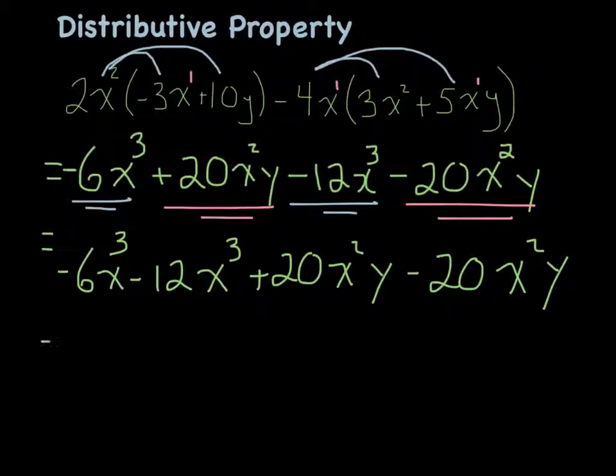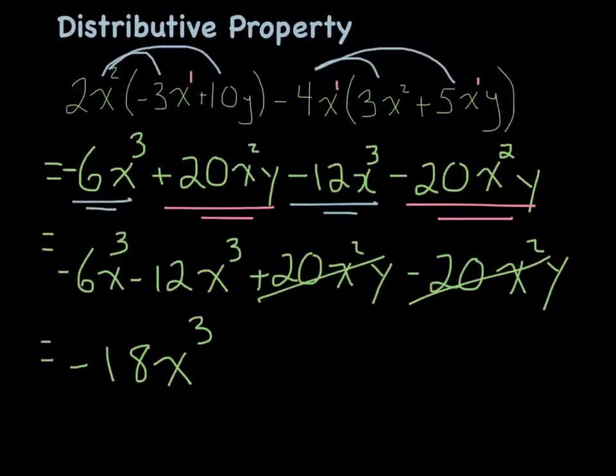And the last step is to simply combine our like terms. So we've got negative 6x cubed minus 12x cubed, which gives us negative 18x cubed. And then we've got a positive 20x squared y, and we're going to minus 20x squared y, which just cancels each other out, gives us 0, and this is your final answer.